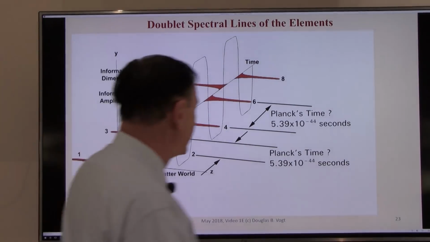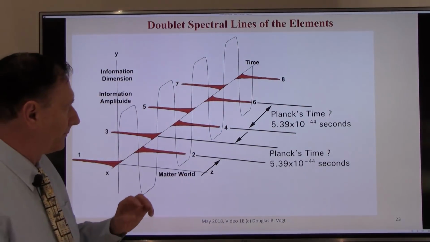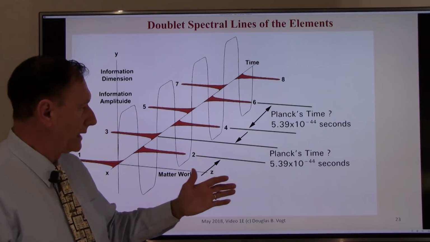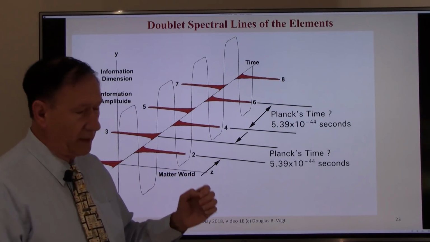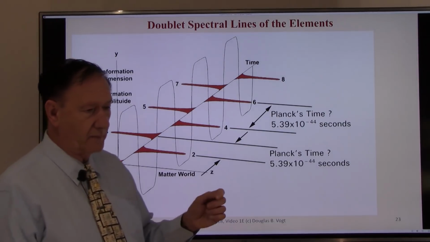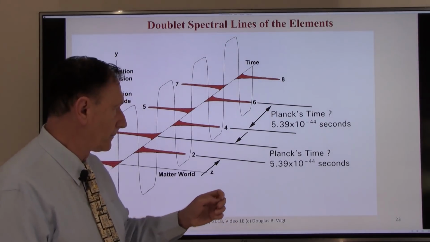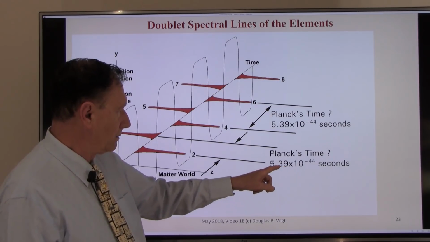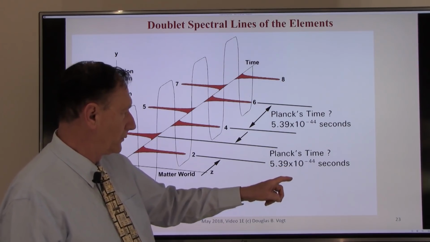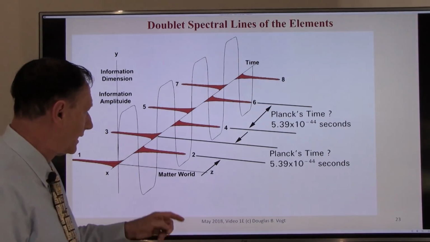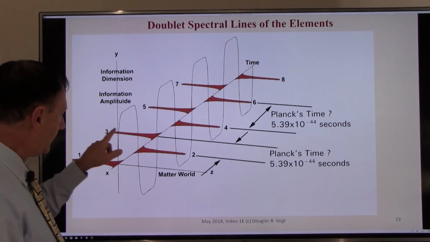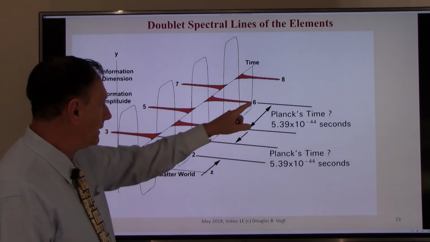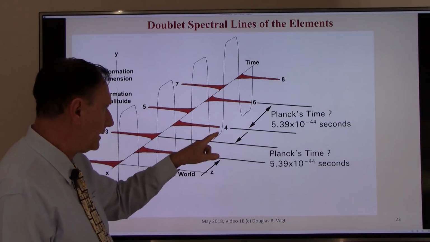I'm going to go back to this. This is important. One, I talk about Planck's time, and that's pretty important and fundamental for quantum mechanics. Planck's time is either 5.39 times 10 to the minus 44 seconds, and it's either measuring these 2 spikes or it's measuring these 2 spikes. This would be twice the distance.